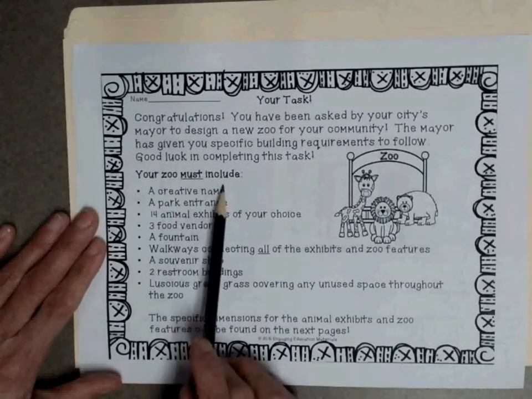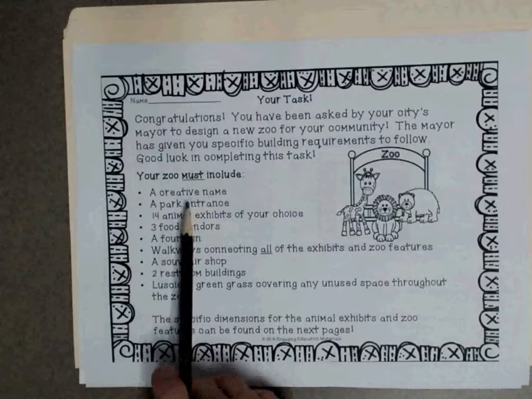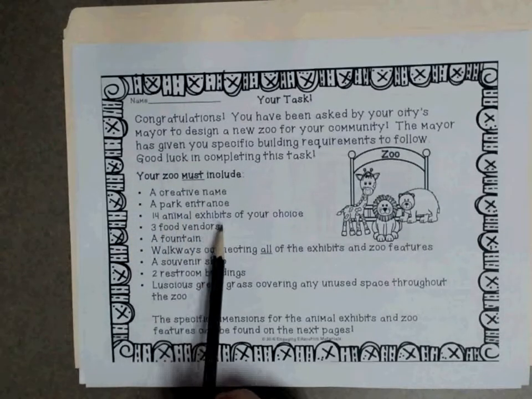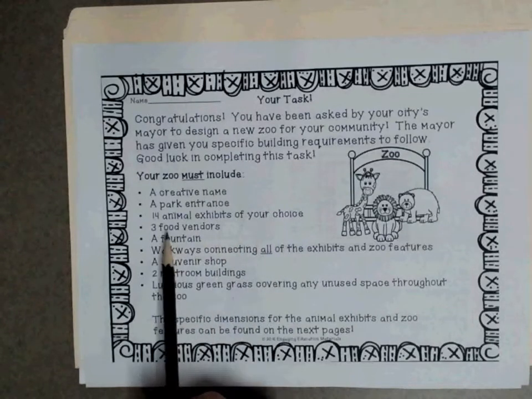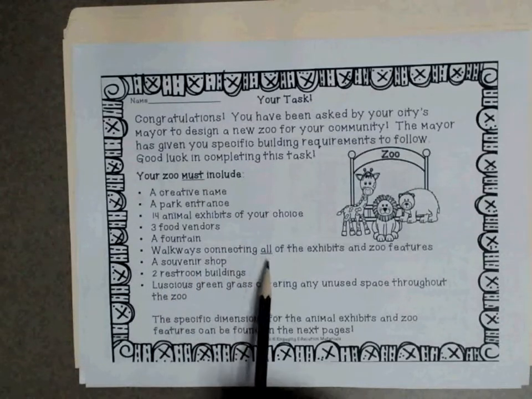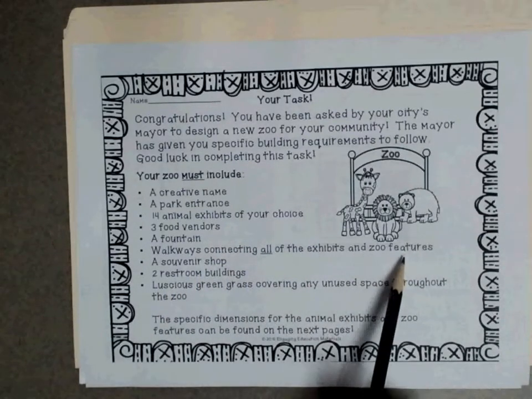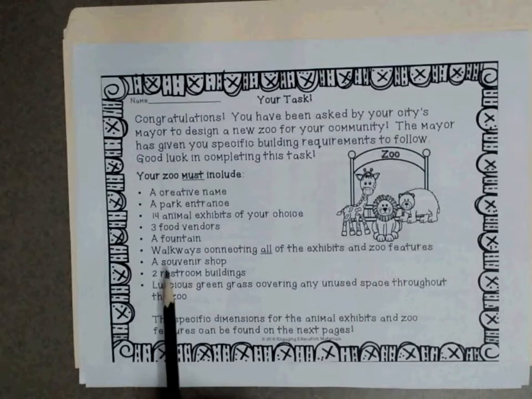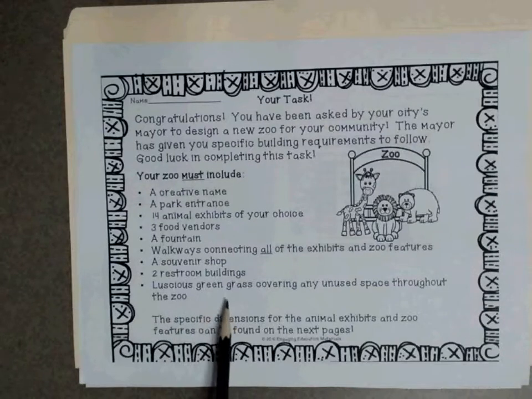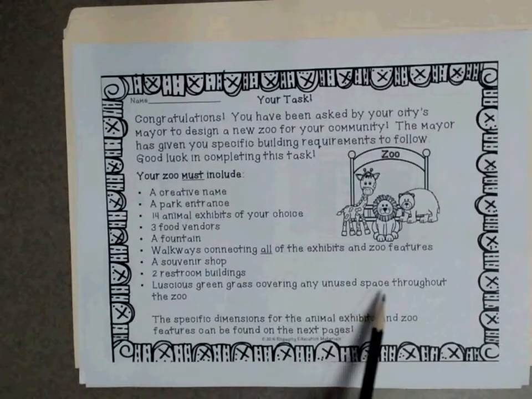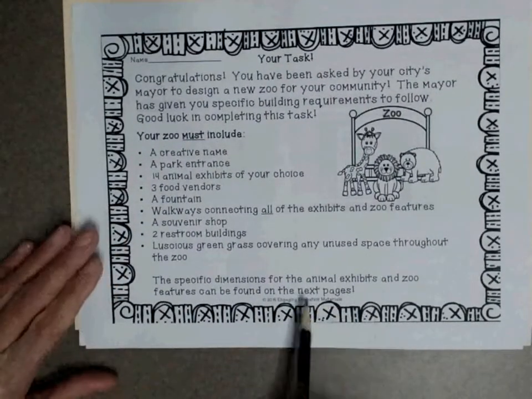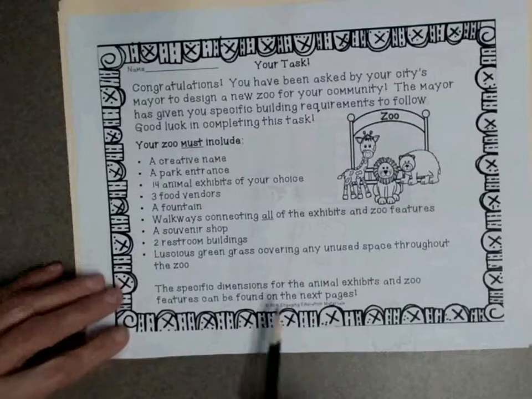You need to come up with a name for your zoo today, a park entrance, 14 animal exhibits of your choice. You will have to have 3 food vendors, a fountain, walkways that connect all the exhibits and zoo features, just like at a real zoo. You have sidewalks, a souvenir shop, 2 restroom buildings, and luscious green grass covering any unused space throughout the zoo. The specific dimensions are going to be given to you on the following pages. You don't have to make these up. They're given to you.